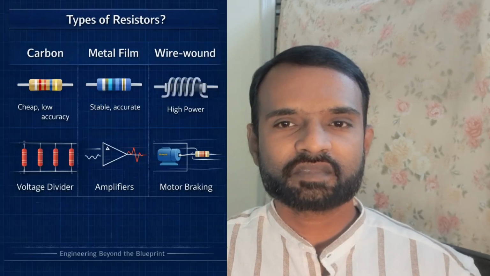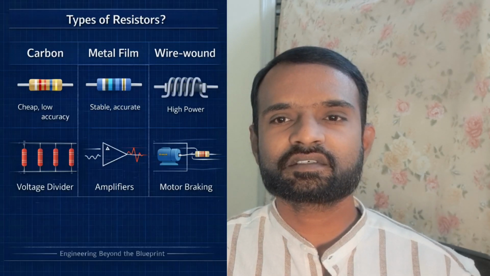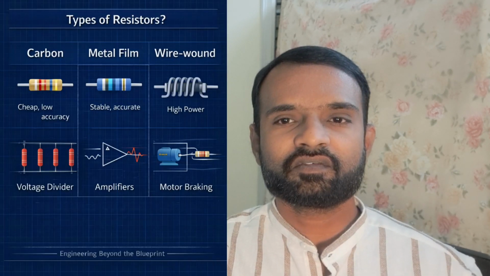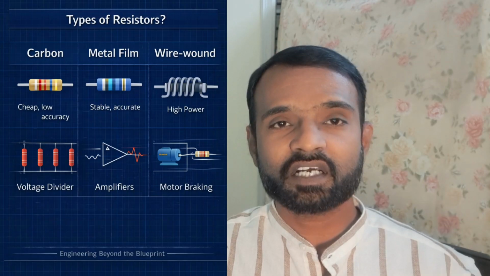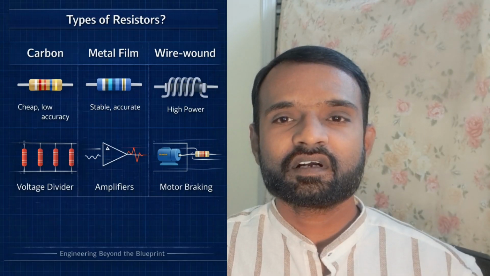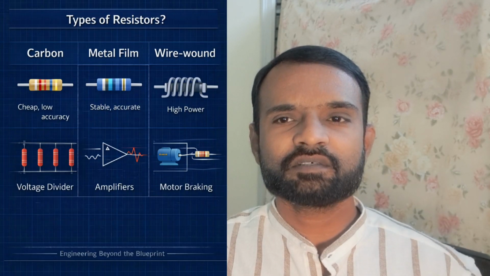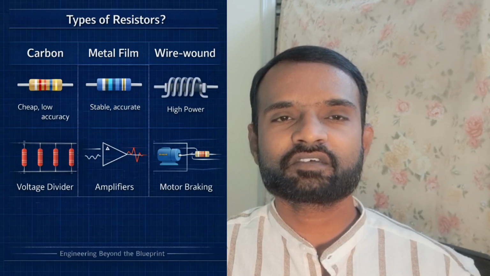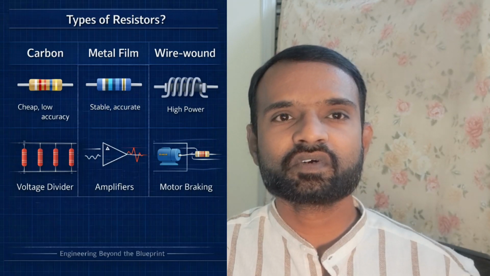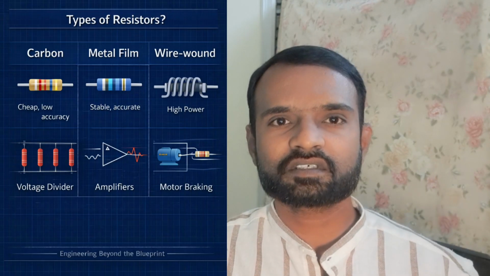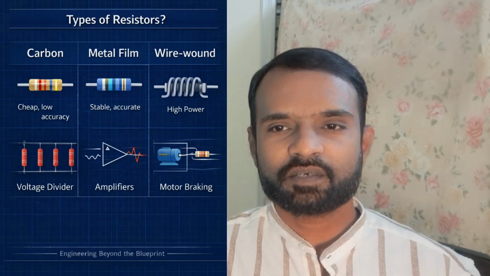Types of resistor. There are mainly three types of resistor we categorize: carbon film, metal film, and wire wound resistor. Carbon films are cheap and low accuracy, whereas metal films are stable and accurate. Wire wound resistors are widely used in high power applications. For example, wire wound resistors are used in motor braking circuits.